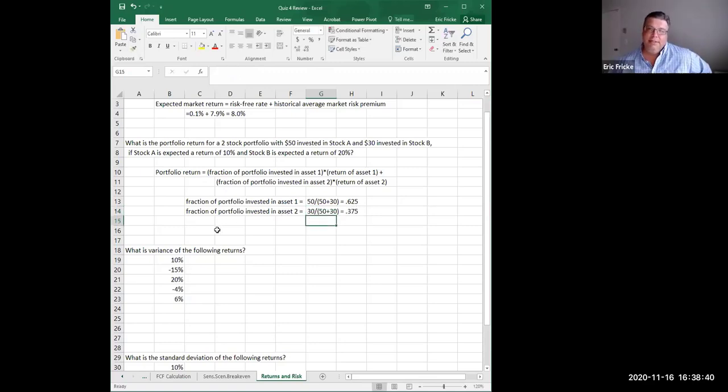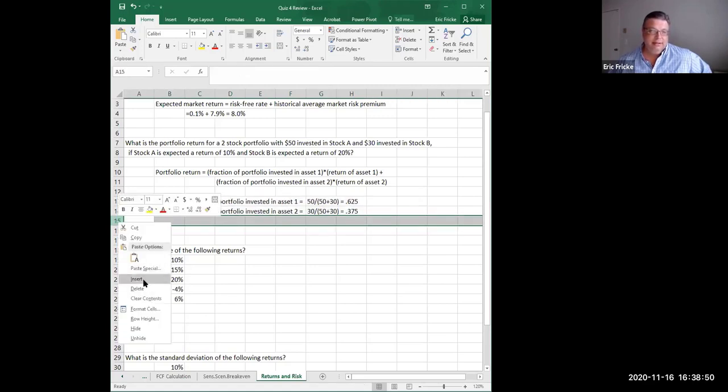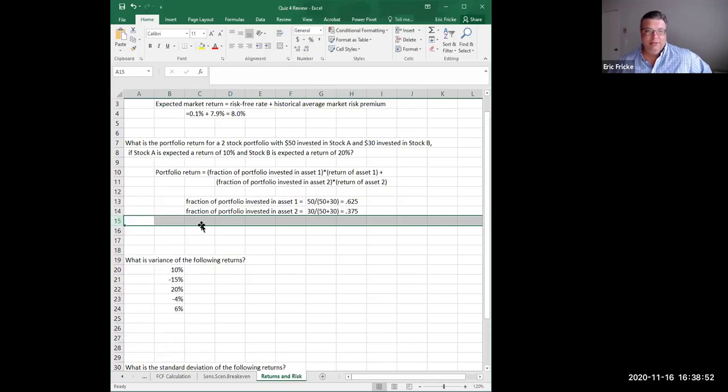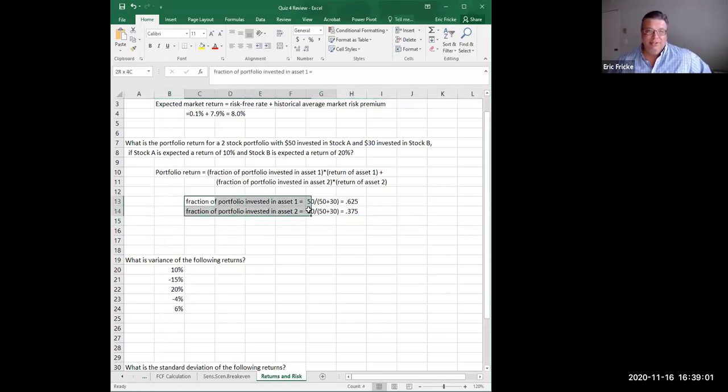So this problem's a little different than the one you've seen before. The only difference is you have to calculate the fractions or the percentages. And it's probably a little more realistic in terms of what you might see in the world, right? Because usually you know how much money you have invested in different stocks. And so it's kind of up to you to calculate what percent of your portfolio is invested in each one.